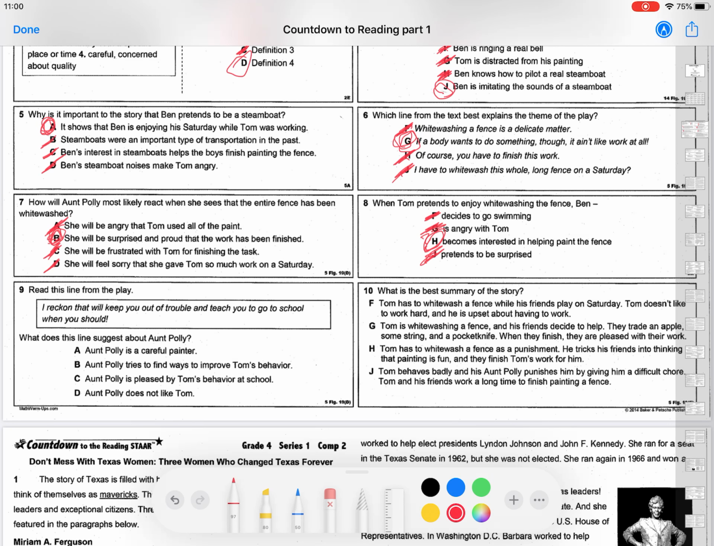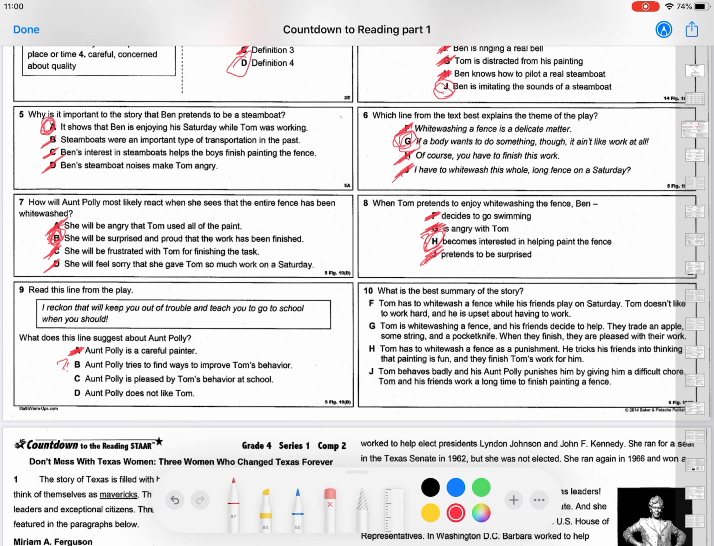Read this line from the play, number 9. I reckon that will keep you out of trouble and teach you to go to school when you should. What does this suggest about Aunt Polly? A, Aunt Polly is a careful painter. That line doesn't tell me anything about her being a careful painter. We have to look for that exact point. B, Aunt Polly tries to find a way to improve Tom's behavior. Yeah. She gives him a consequence for not going to school when he should. But for now, let's put a question mark because we're not 100% sure.